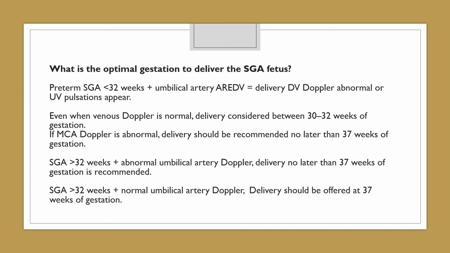If there is SGA in babies over 32 weeks, but abnormal umbilical artery Doppler, then delivery no later than 37 weeks is recommended. If a baby has SGA over 32 weeks, but umbilical artery Doppler is normal, then delivery should be offered at 37 weeks of gestation, and a senior clinician should be involved in the decision making.